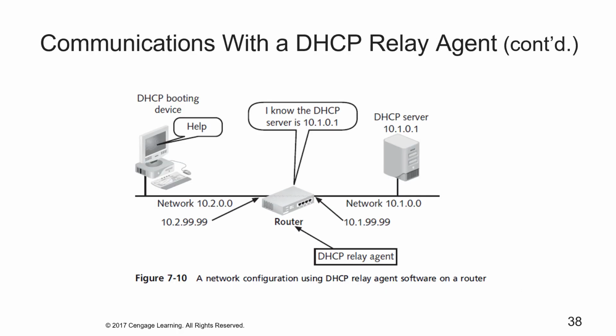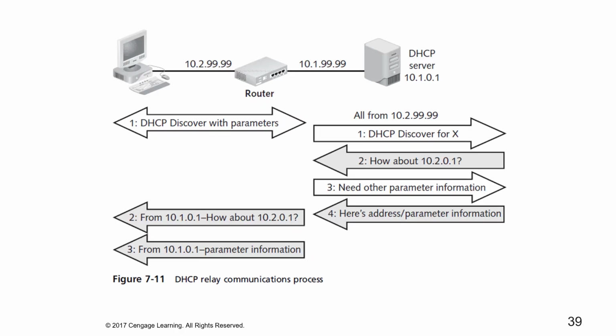So here is an example of a network configuration using DHCP relay agent software on a router. And here's the overall DHCP relay communications process.